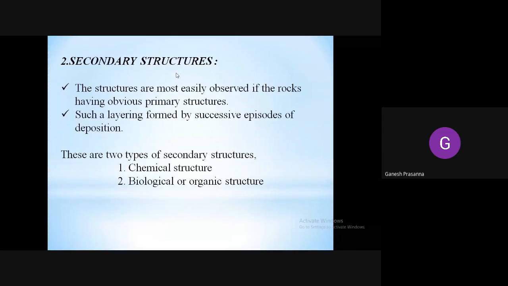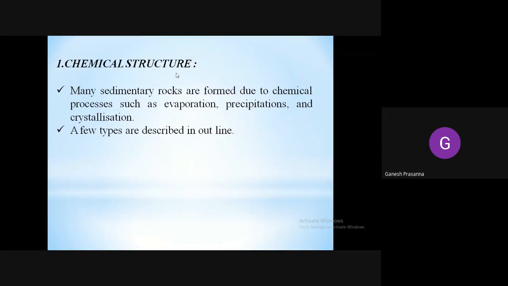Okay, coming to the secondary structures, these are the ones that are most easily observed in a rock if they do not possess a primary structure. So there are two types, primary and secondary structures. If primary structure is not observed, then you can observe these secondary structures in a rock. One is a chemical structure and another one is a biological or organic structure. Chemical structures are the ones that are formed due to chemical processes like evaporation, precipitation, and crystallization.